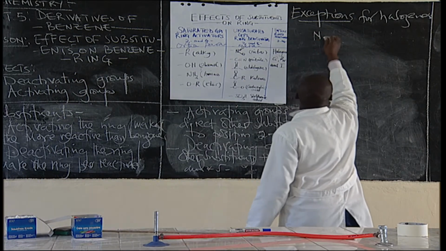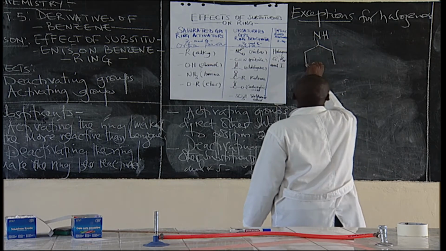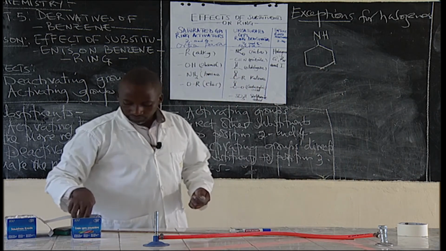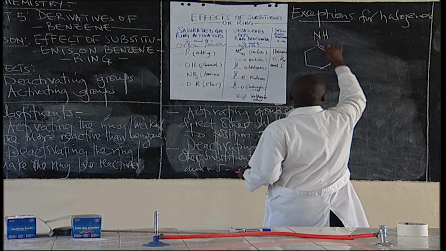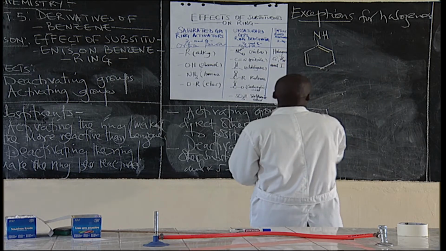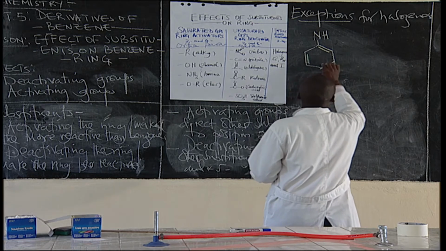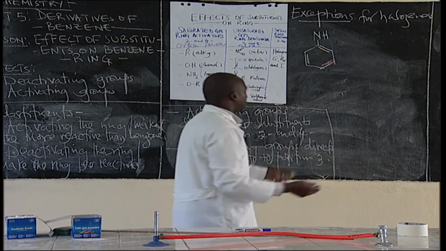An amine group attached on the benzene ring. This is the benzene ring. So let me use some different colors so that we can see what is happening. So what do we mean by activating the ring?